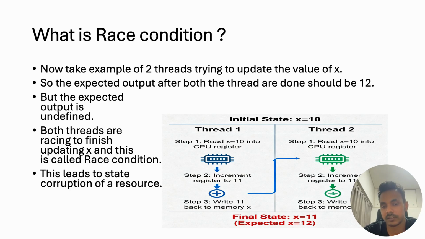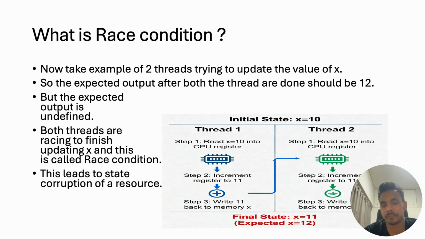Now let's say thread 1 is done updating the value inside the CPU register, and then thread 1 will update the value that it has in the CPU register to the memory location x. Now the x value is updated to 11, but thread 2 is also updating the value of x inside its CPU register, and the updated value is 11, right? So once it finished, thread 2 will also modify the value of x in memory to whatever it has computed inside its register, and the value is 11. So what is the output? It's 11, right? So this is called race condition.